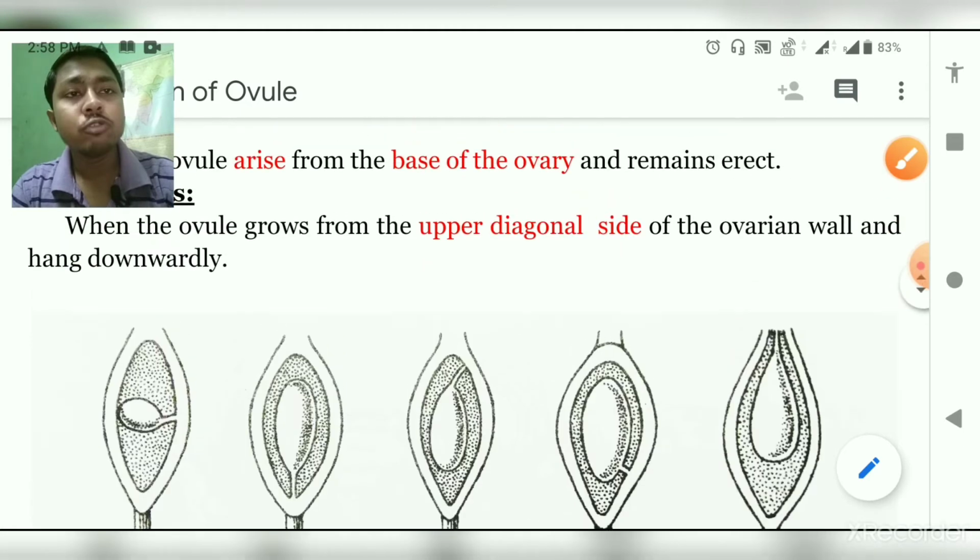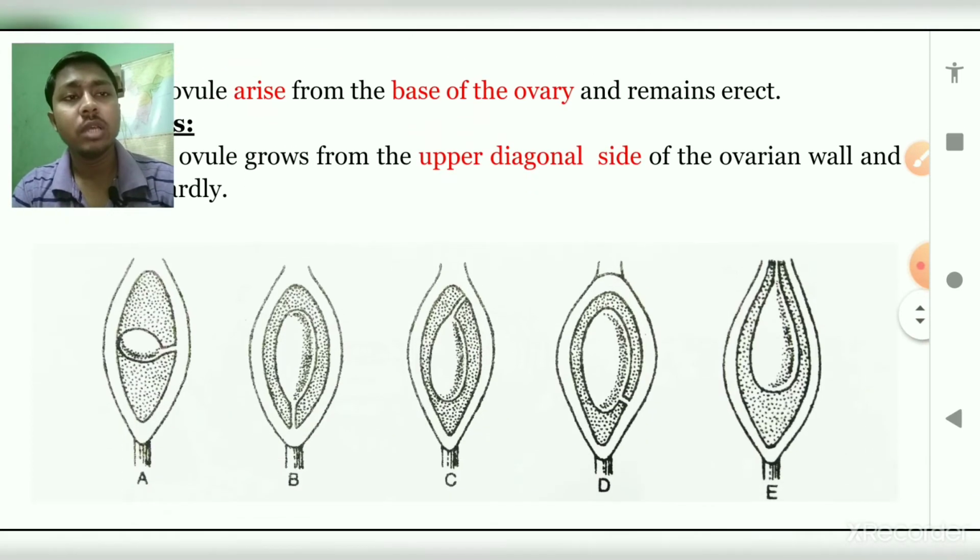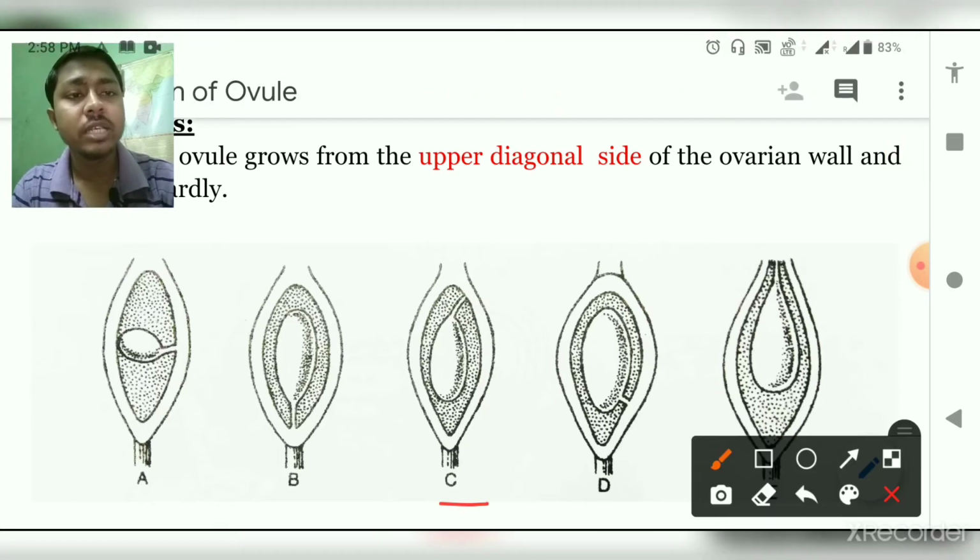Next we talk about the pendulous type of ovule. Basically, when the ovule grows from the upper diagonal side or corner side, then this type of ovule is called a pendulous ovule. They are hanging downward because they actually develop from the upper corner of the ovarian wall. That's the reason they hang downward. Figure C shows this type of ovule because it arises from the upper part.